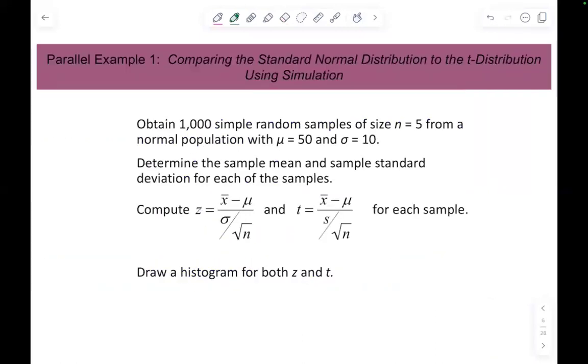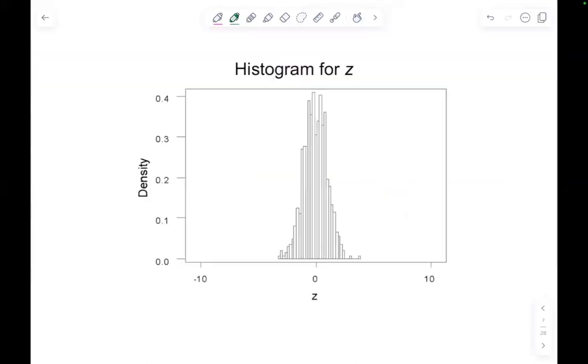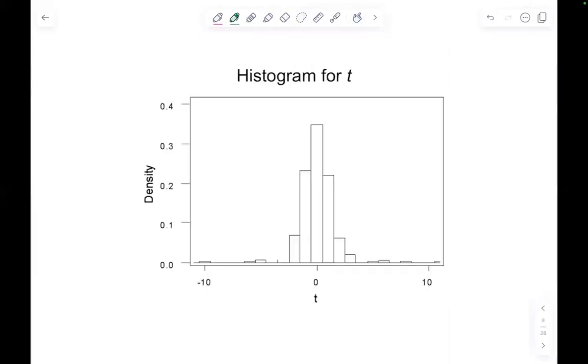All right. So I'm going to draw a histogram for both t-values and z-values. We're going to look at sample sizes of 5, mean is 50, and standard deviation is 10. And I'm going to show you what the histograms look like for both of them. So here's my histogram for Z, and it's mostly normal, but it's not as beautiful as I would like. Here's my histogram for T.